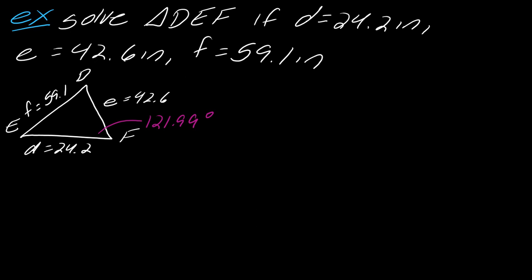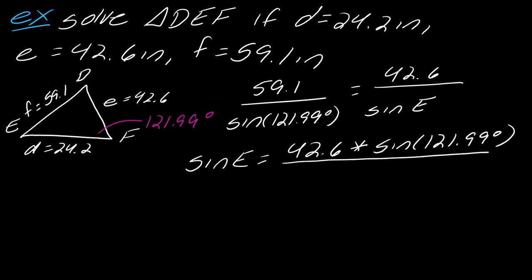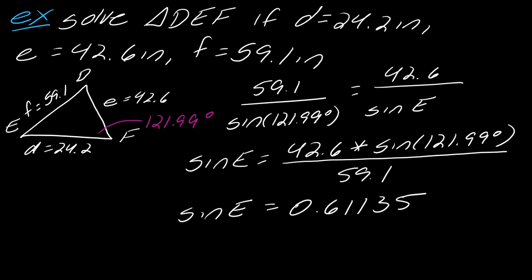So now I can use 59.1 over sine of 121.99 degrees, and set this equal to 42.6 over sine of e. Okay, and then I can solve for sine of e. So if I solve for sine of e, I'll just take 42.6 times sine of 121.99, all of that over 59.1. So if I punch that into my calculator, I get 0.61135, and so on. And then if I take inverse sine of that, I get that E equals 37.69.